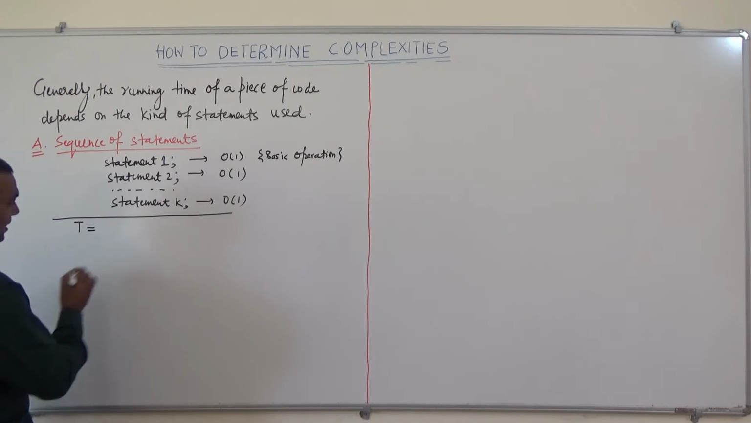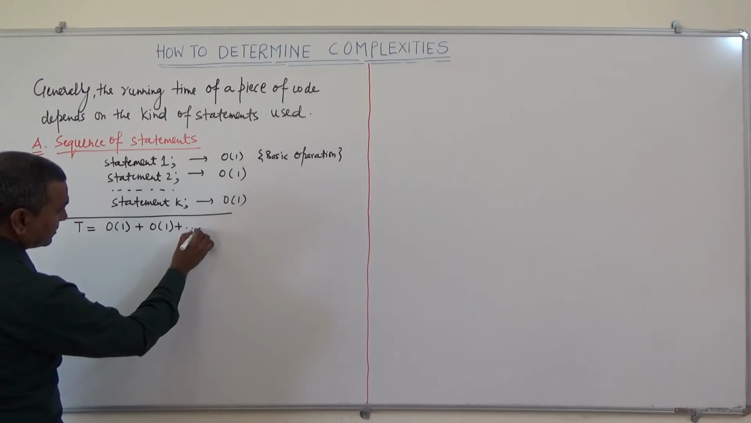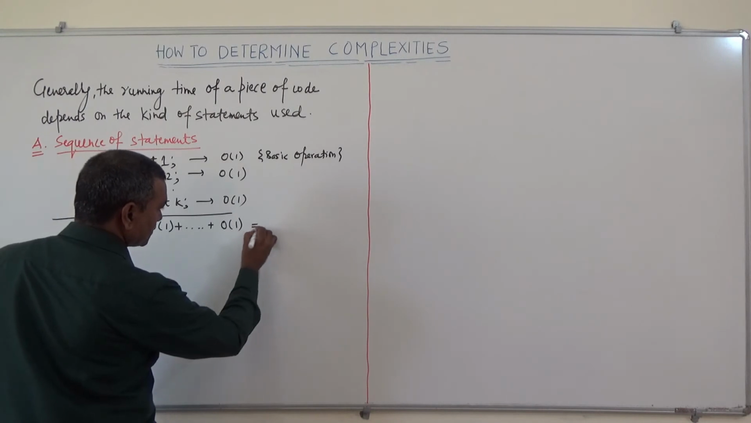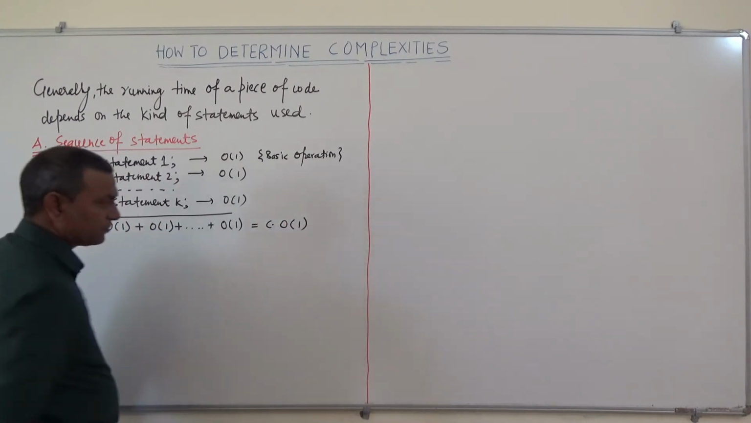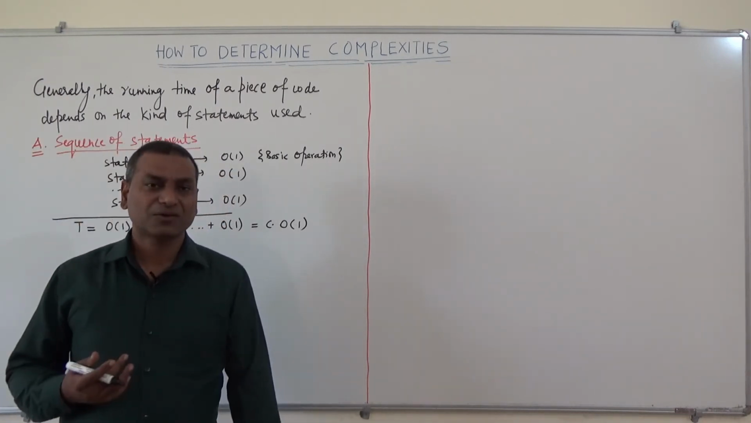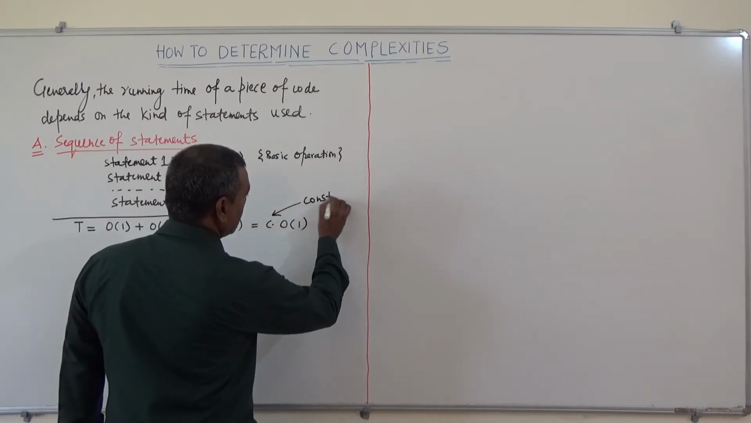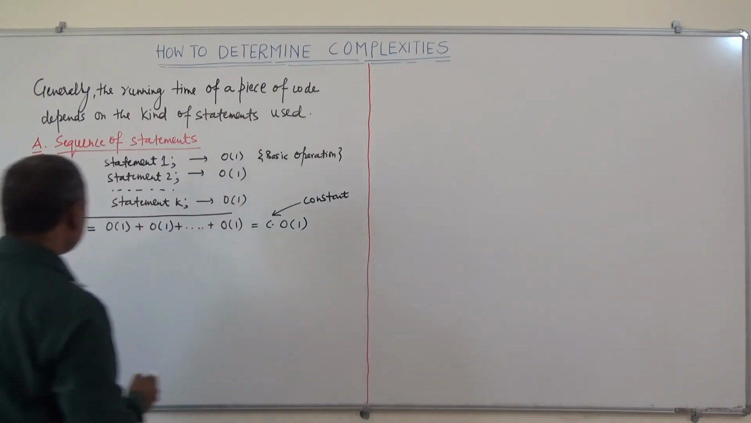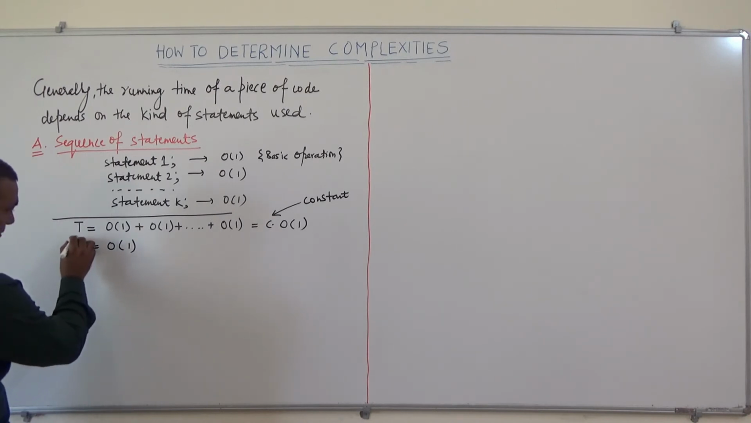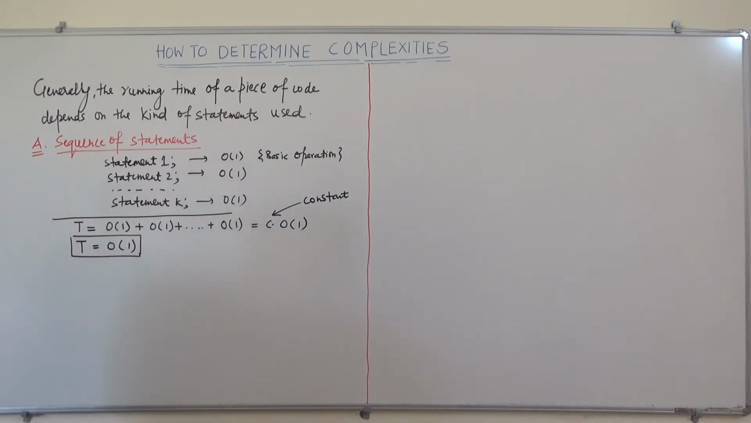Now the total time will be order of 1 plus order of 1, and so on, plus order of 1. It equals C times order of 1, because it contains basic operations. So C is a constant term. Therefore we can say T is equals to order of 1. So this is the first category, that is sequence of statements.